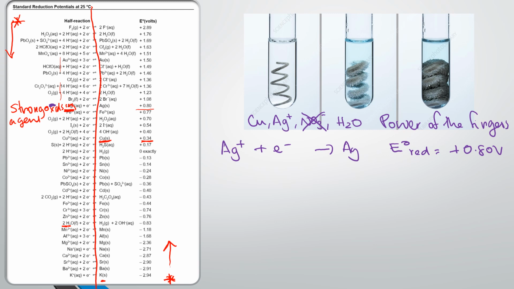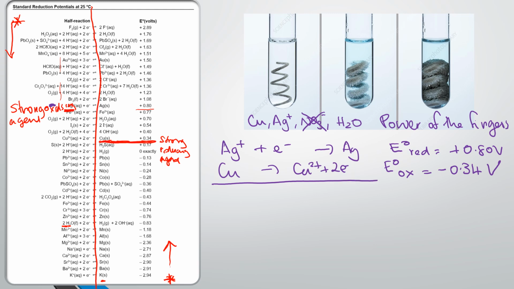Copper's is negative 0.34 and water is negative 1.23. So the one most likely to take place here is your copper. So this is the strongest reducing agent we've got in this system. So let's write the half equation. Copper goes to copper 2 plus 2 electrons. The E0 for oxidation is equal to negative 0.34 volts. So now we've got an oxidation half reaction and a reduction half reaction.